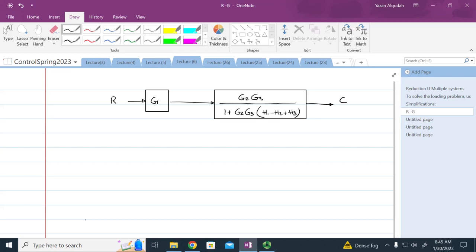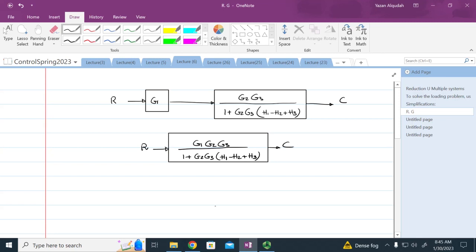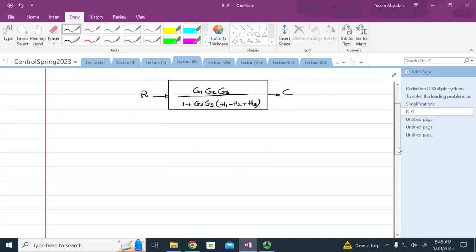Agree, everybody? What do we do next? You can just combine these two blocks. G1, G2, G3 over 1 plus G2, G3, H1 minus H2 plus H3. And this is R, and this is C. Is that clear, everybody? Okay, let's do another example.